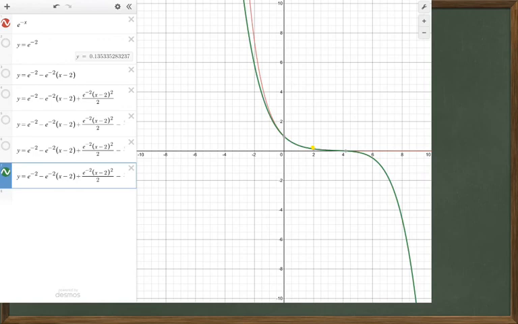Okay, so let's go ahead and look at another example here. So we're going to do example number 2, and we're going to construct a 4th degree Taylor polynomial centered at 0. So this would be a Maclaurin polynomial for the function f of x equals x over x plus 1.